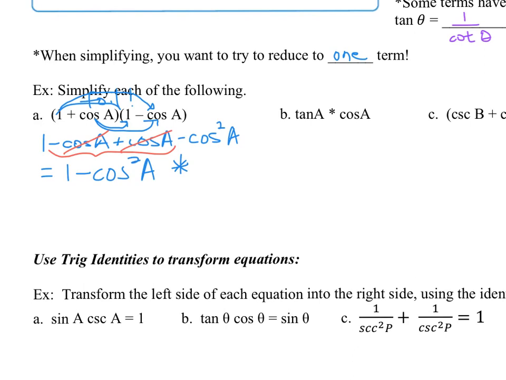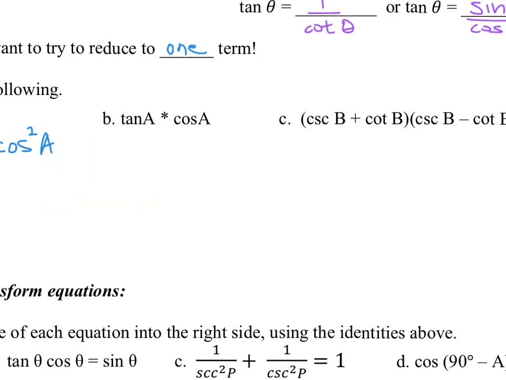If sine squared plus cosine squared equals 1, and we moved cosine squared to the other side, we would have 1 minus cosine squared on the right. That means on the left, we would end up with just sine squared. There's one term. That means we've simplified that expression completely. Let's go ahead and try the next one.